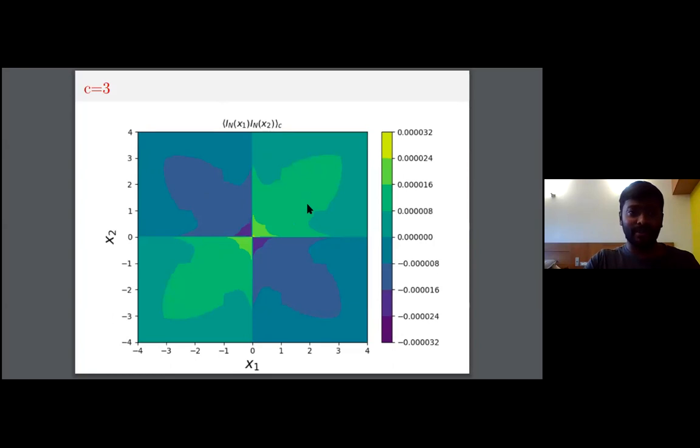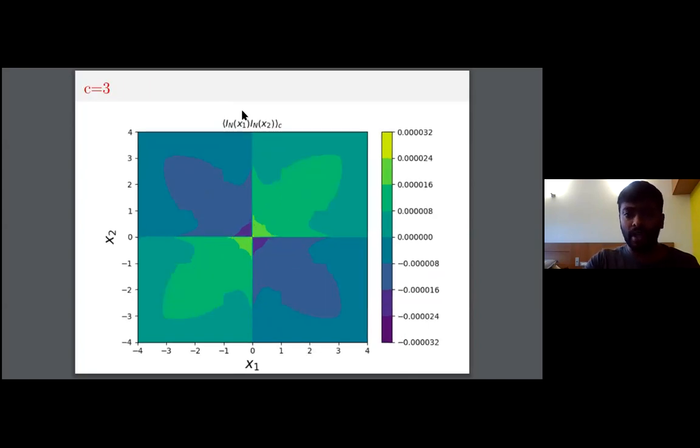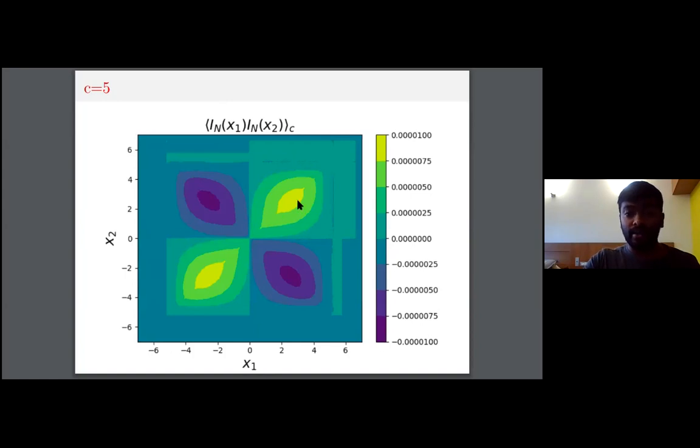Similarly, for c equals 3, one thing I should mention is that the correlation is highest when x1 and x2 are close to 0 for c equals 2. Similarly for c equals 3, but for c equals 5, the correlation becomes higher at other values of x1. This is still, as I said, a work in progress. We need to understand why this happens.